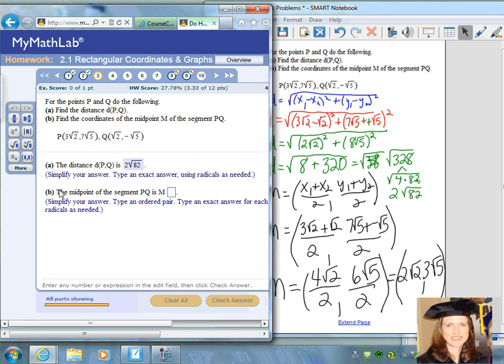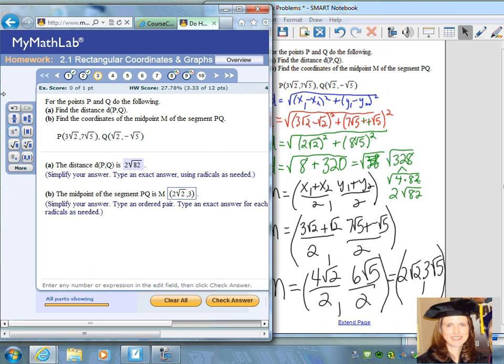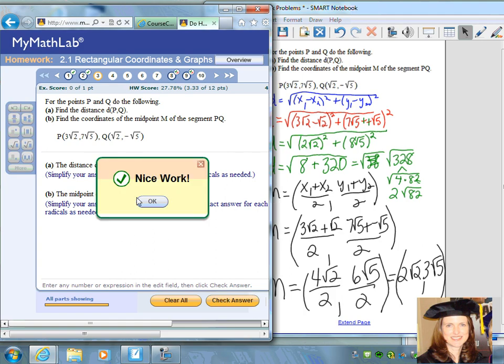We're going to type in the answer using parentheses. Both of the answers involve fractions. Oh, I'm sorry, we simplified those. Let's delete those fractions. 2 square root of 2 for the x value and 3 square root of 5 for the y value. Nice work.